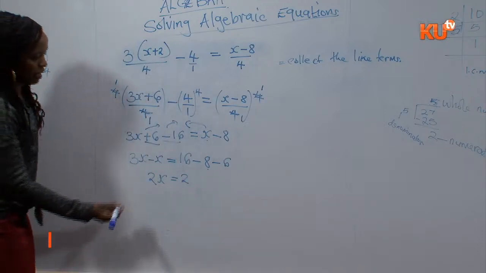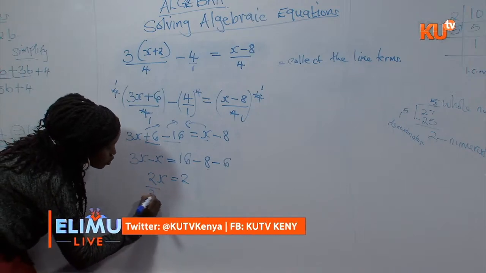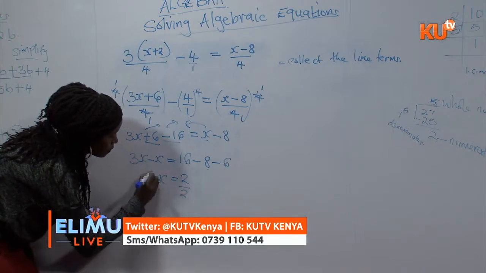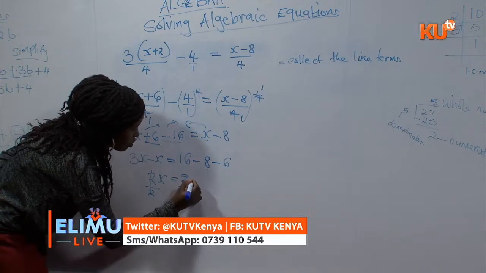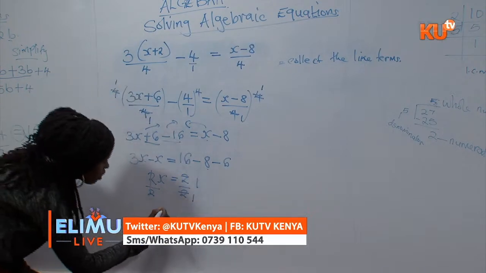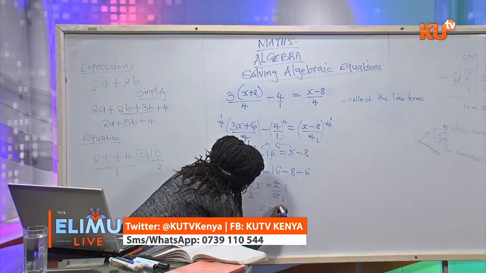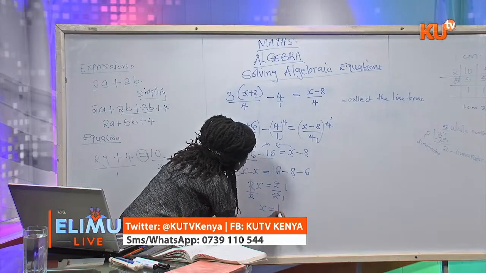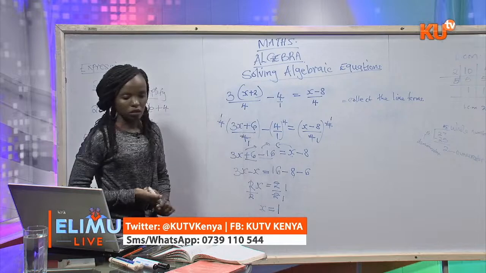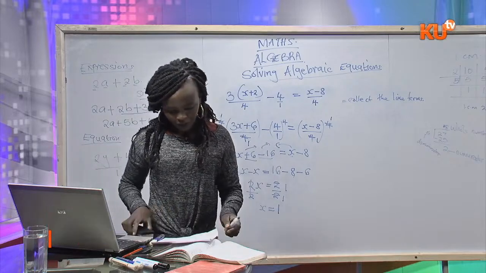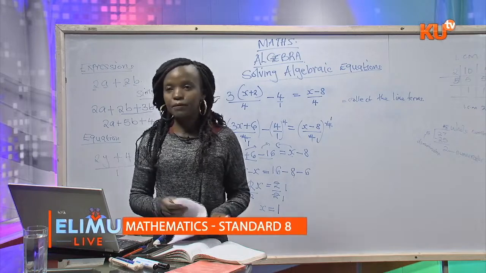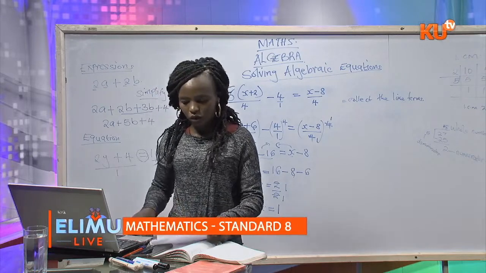Then we get the value of x. We divide both sides by 2. 2 divided by 2 is 1, and 2 divided by 2 is 1. So the value of my x is going to be 1. I hope we are together. Those are some of the examples that we can do.